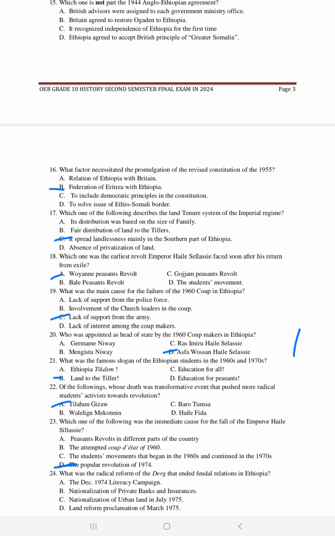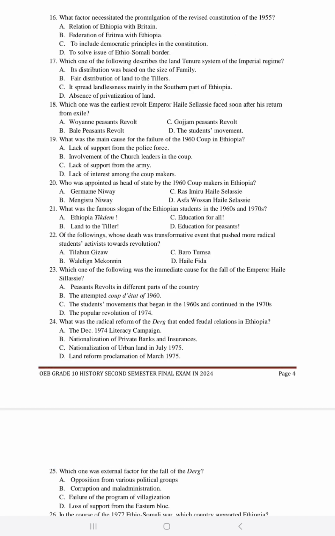So question 24, ilalla. Question 24 says, what was the radical reform of the Derg that ended feudal relations in Ethiopia? Feudalism that ended. The reform by which the Derg ended the feudal system. A. The December 1974 literacy campaign. No. Literacy campaign, no.